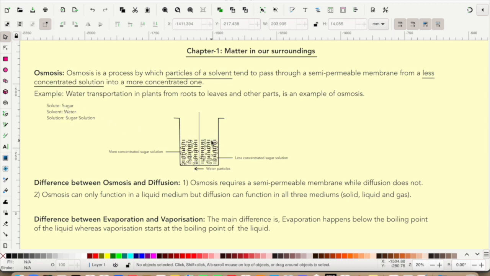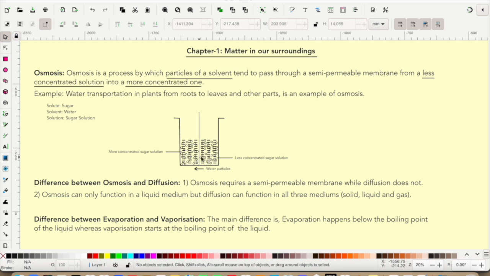On the right side, sugar is a less concentrated solution, and on the left side, sugar is a more concentrated solution. Now water particles from both the sides will try to pass through the semi-permeable membrane. On the right side, sugar particles are less in number, so there are less obstacles for water particles to move towards the left. So the net movement of water particles will be from right to left, that is from lower concentration solution to higher concentration solution.